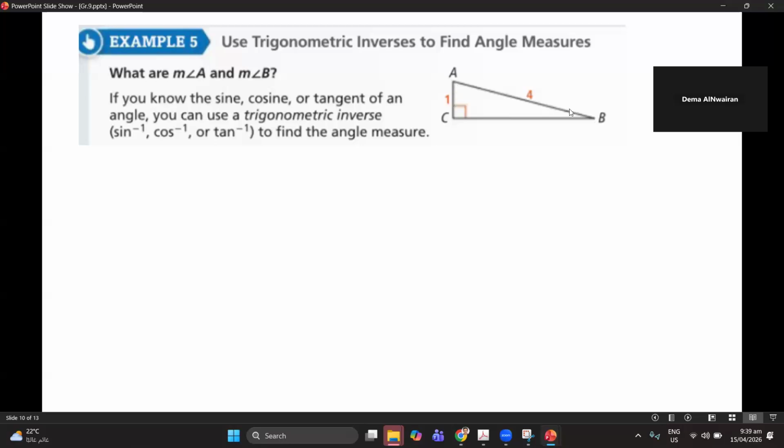So now here, if I give you the measure of the sides, AC is 1, and the length of AB, the hypotenuse, is 4, and I ask you now to find the angle. I give you two sides, and I ask you to find the angle. What should I do now? Tan, right? Not tan all the time. I'll show you how now.